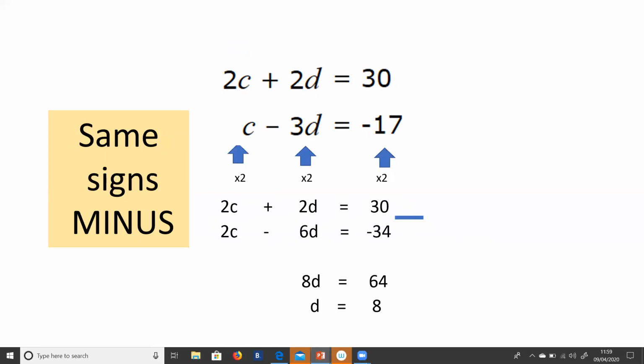Now what we want to try and do is to find what d is. And what we do here is we make the number of c's the same. And that's very simple because we can simply multiply the bottom one by 2. So I multiply c by 2, I'm going to multiply the d's by 2, and the minus 17 by 2. Then we remember our DAS, same signs minus. Because the c's are both positive, we do a minus, and this way we can find the d.